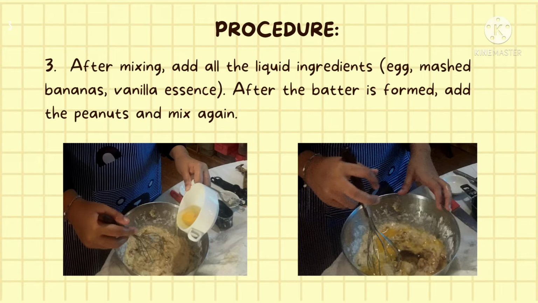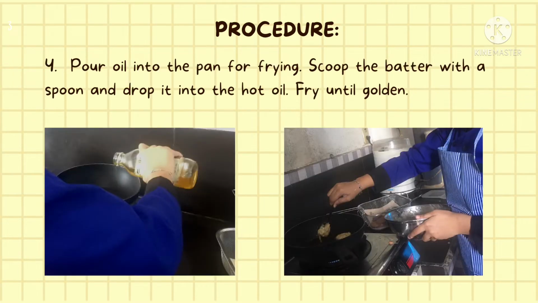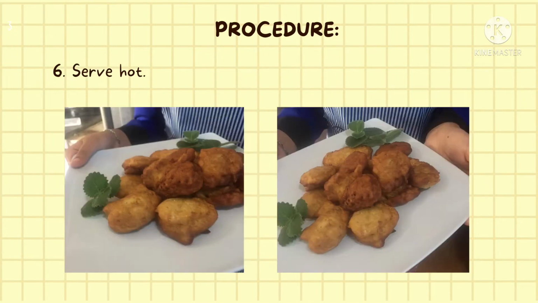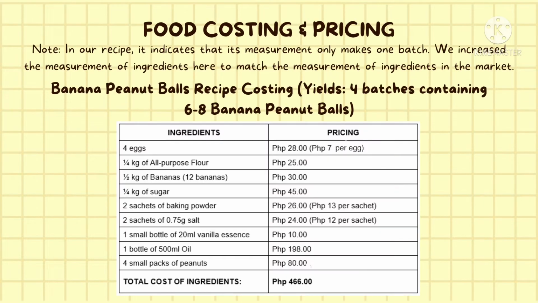Mix thoroughly again. After the batter is formed, add the peanuts and mix again. Pour oil into the pan for frying. Scoop the batter with a spoon and drop it into the hot oil. Fry until golden. Get the balls and drain the oil using a paper towel. Lastly, serve hot. Now let's move on to the costing and the pricing of our chosen baked product.